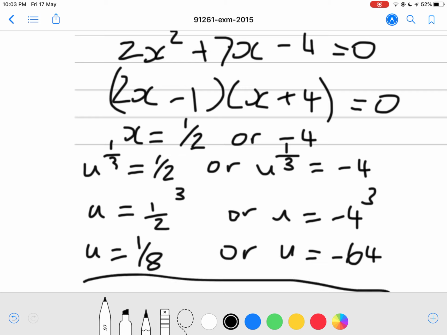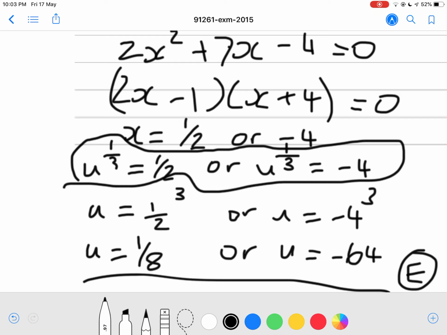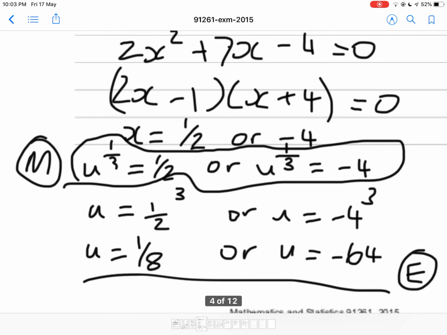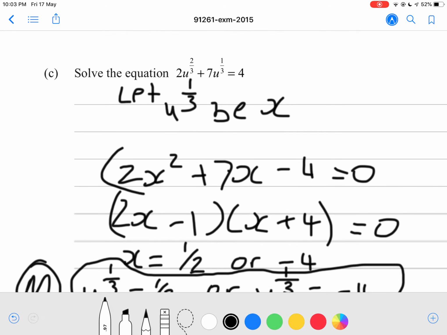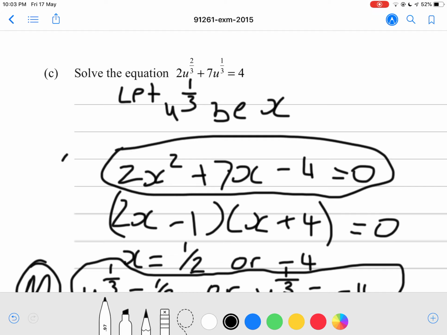So to get both of these solutions, we'll get Excellence, okay? To get a merit, we'll solve for x, so therefore we get up to here. So basically u to the power of 1 over 3 equals 1/2, or u to the power of 1 over 3 equals negative 4. To here, we'll get a merit. And to get an achieved, it's basically a correct answer only, or rewriting as a quadratic, so this will get you an achieved, okay? You don't have to solve to get an achieved, you only have to write out the quadratic to get an achieved.